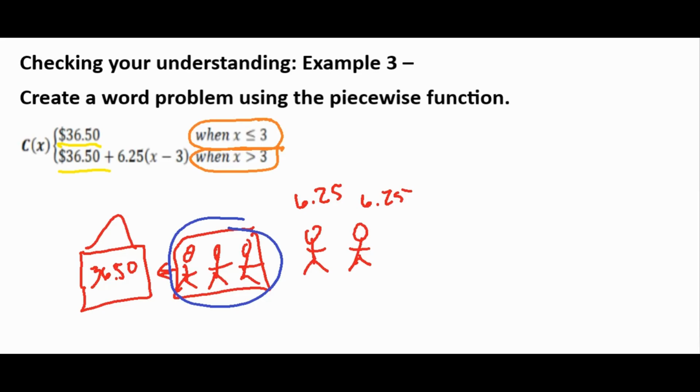Now, if they had another group, maybe they can pay that same $36.50. But if they're part of your group that you show up at the same time, each person after that is going to pay $6.25 in addition to.